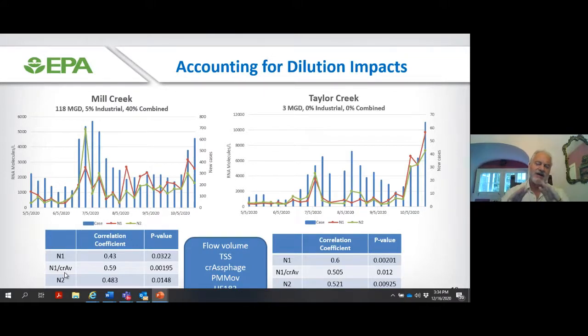So we're, again, going back to the analogy of being in the middle of this and working these knobs, we're really in the middle of writing all these results up. We're looking at the correlation straight out between N1 and infection rates, but then also normalizing to the flow volume that's collected at the treatment plant, as well as the normalization to the different estimates of fecal strength: crass phage, PMMoV, in addition, HF183, which is a bacterial-specific fecal indicator.